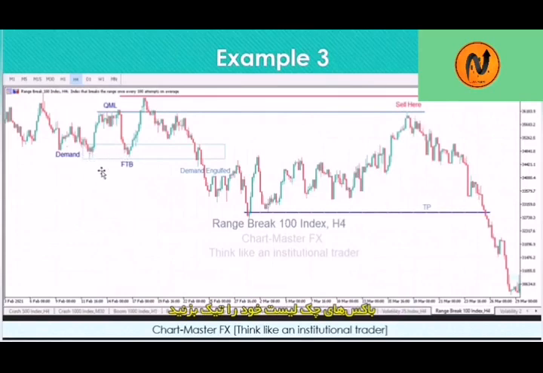So tick all your boxes, guys. Is there demand? Yes, there is. Is there an FTB? Yes, there is. Is there a QM level? Yes. So this is kind of an MPL also. As you can see, this is kind of a resistance line, and the price was able to break that one in form of a fake out. So this one might be your MPL zone.